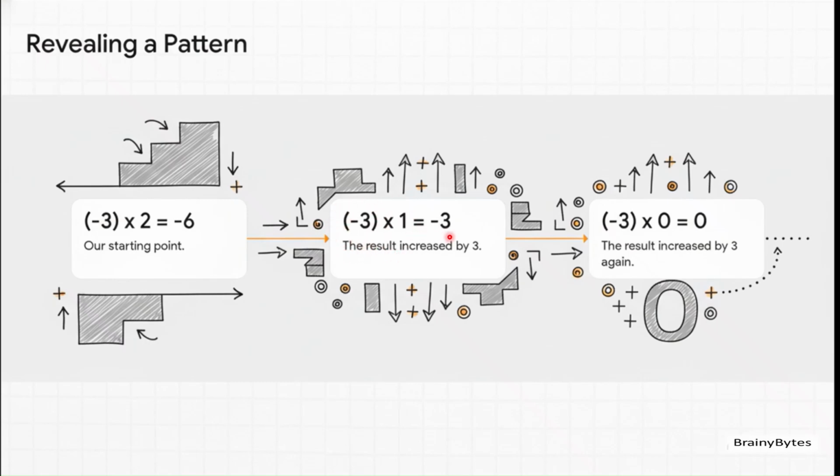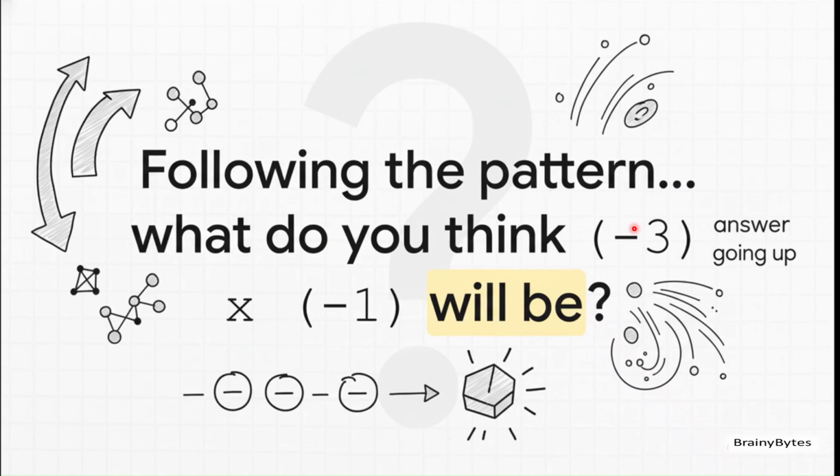-3 times 1 is -3. The answer just went up by 3. Let's do it again. -3 times 0 is 0. Whoa, it went up by 3 again. You see the pattern here? So if we just follow that exact same logic one more step, every single time the number we're multiplying by goes down by 1 and the answer goes up by 3.